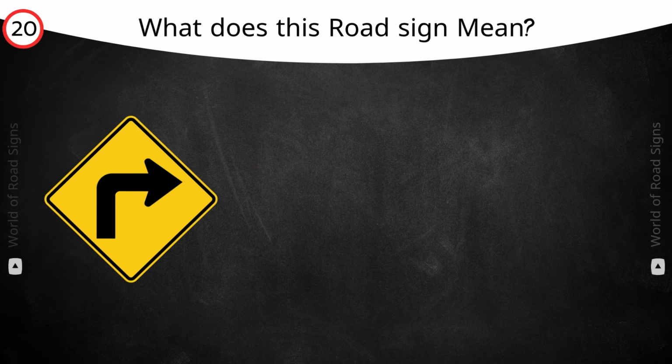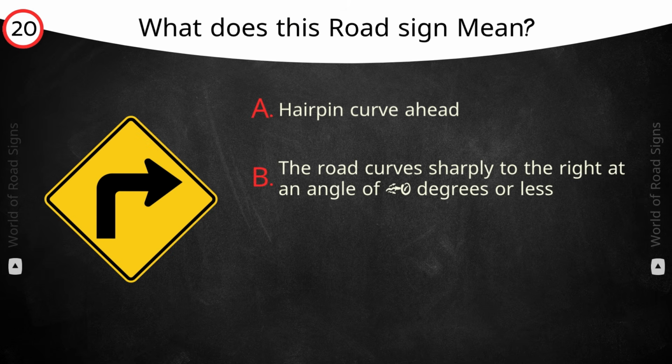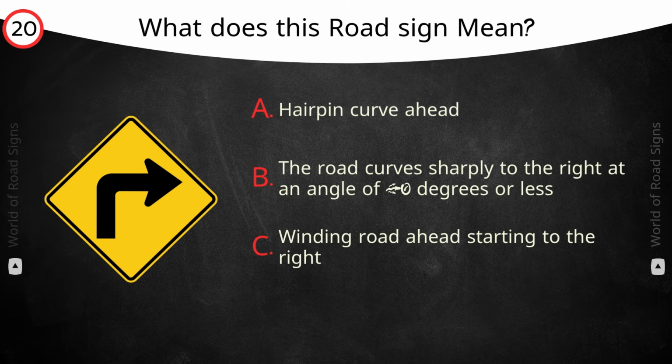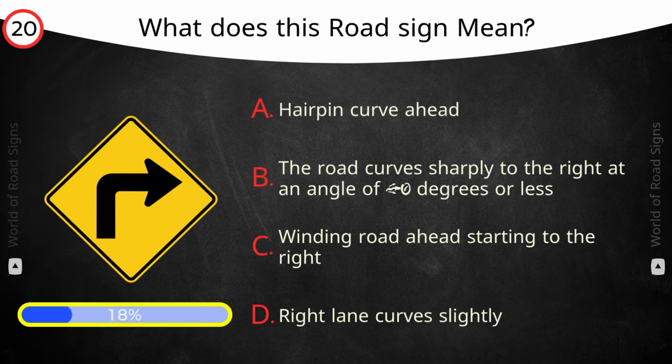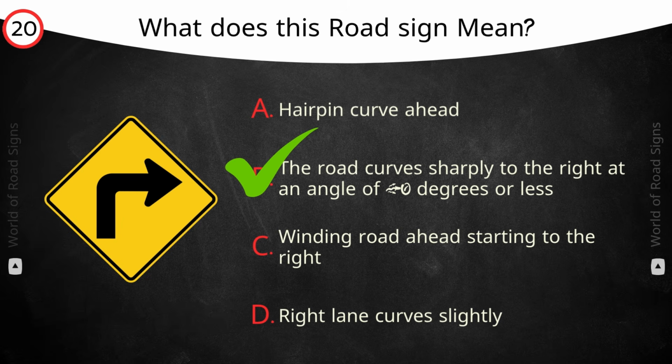Question 20. Do you know the meaning of this sign? A. Hairpin curve ahead. B. The road curves sharply to the right at an angle of 90 degrees or less. C. Winding road ahead, starting to the right. D. Right lane curves slightly. The correct response is option B. The road curves sharply to the right.